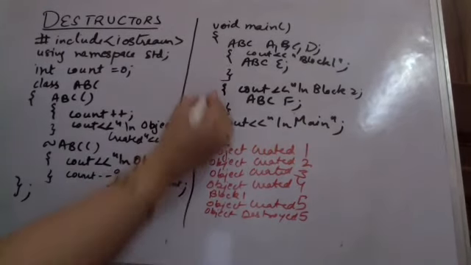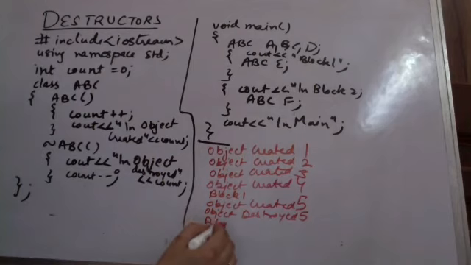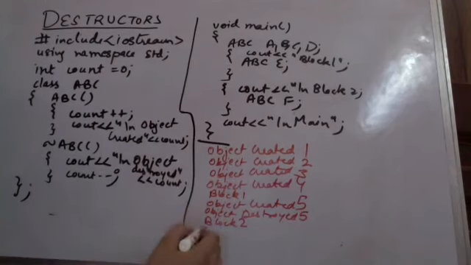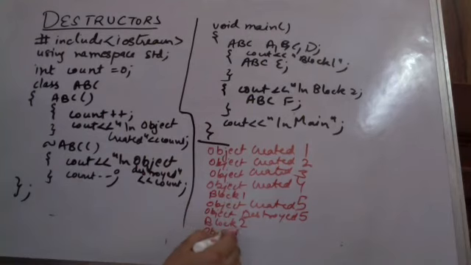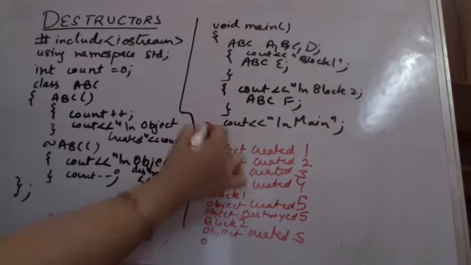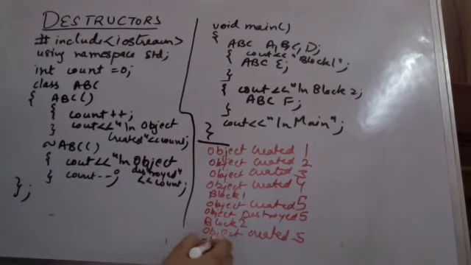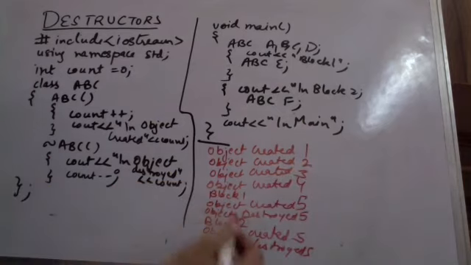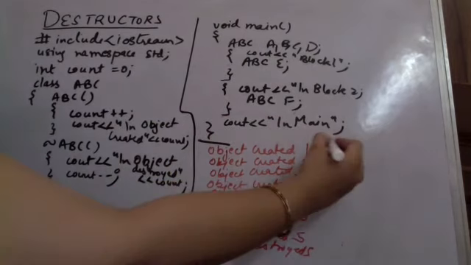Now, next time you are having block 2, so you will be getting the output as block 2. And you are creating another object, so the count here will be 4 okay, count दोबारा 5 हो जाएगा. And again, as soon as you exit the block, you will be getting object destroyed 5. I am out of space, so I am writing here. After this, you will be having main.